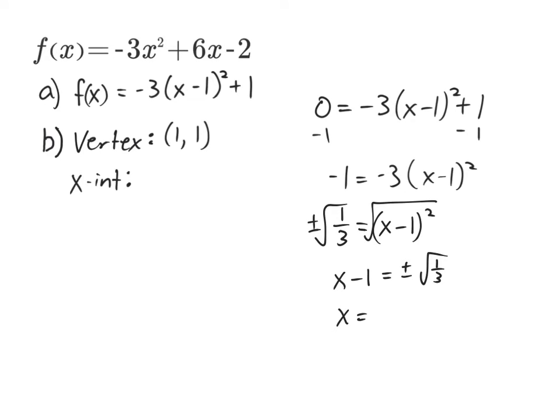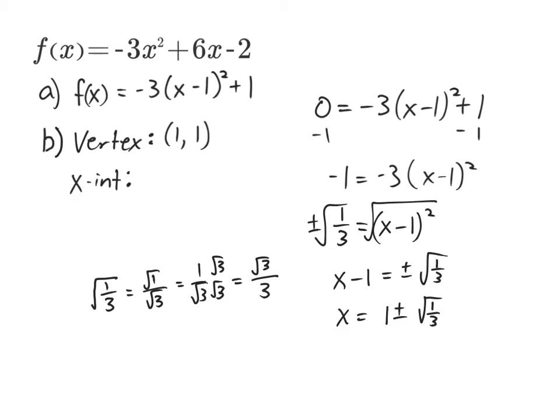Add 1 to both sides, and I get x equals 1 plus or minus the square root of 1 over 3. Now remember, the square root of 1 over 3 is the same thing as the square root of 1 over the square root of 3, which is 1 over the square root of 3, which I need to rationalize because I don't want a square root on the bottom. So you end up getting the square root of 3 over 3. So this right here is actually going to be 1 plus or minus the square root of 3 over 3. Now, that means my x-intercepts are going to be (1 plus the square root of 3 over 3, 0) and then (1 minus the square root of 3 over 3, 0).